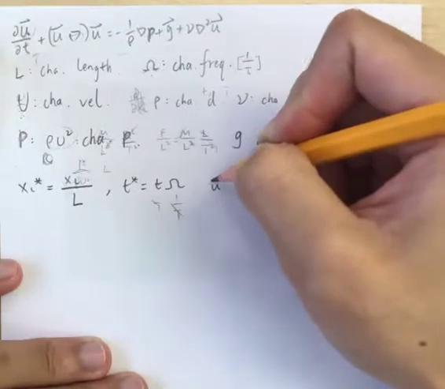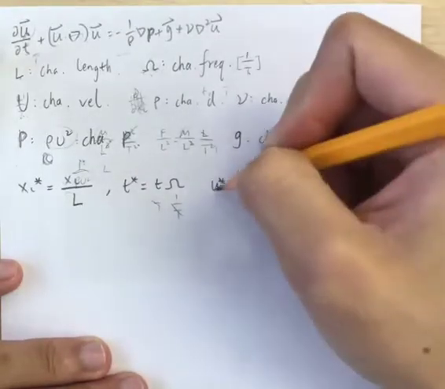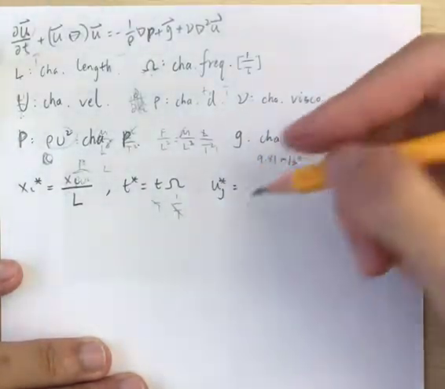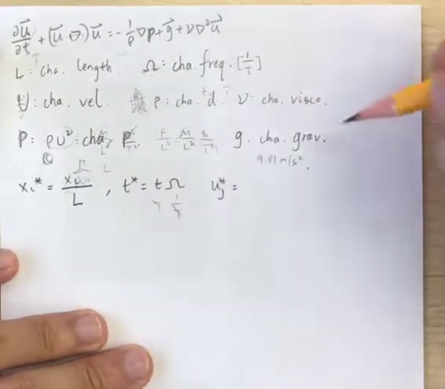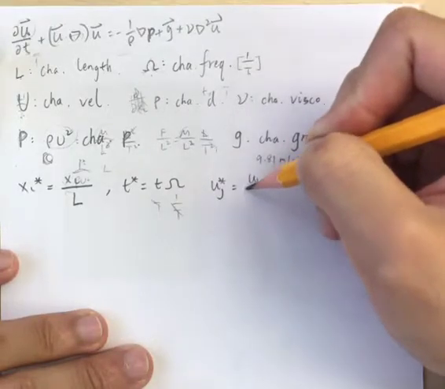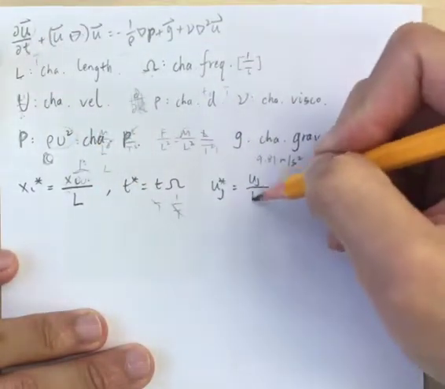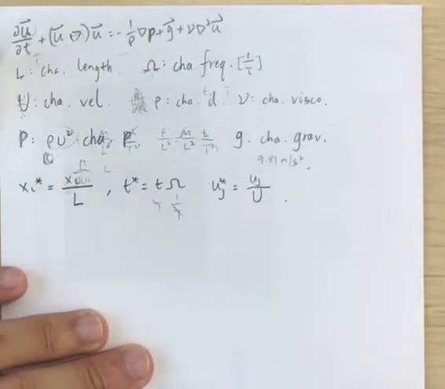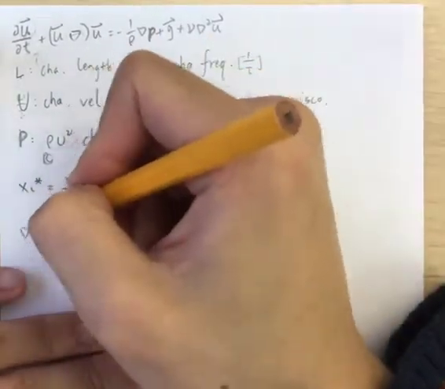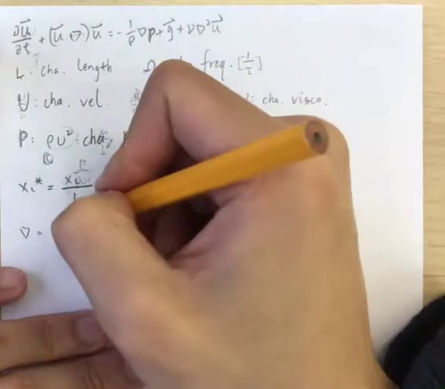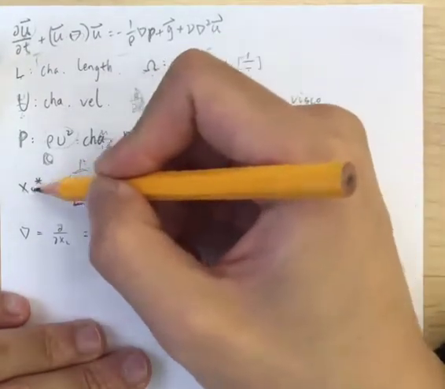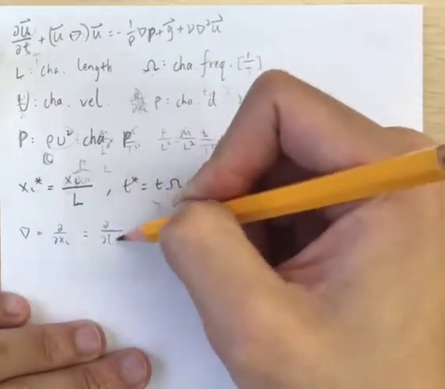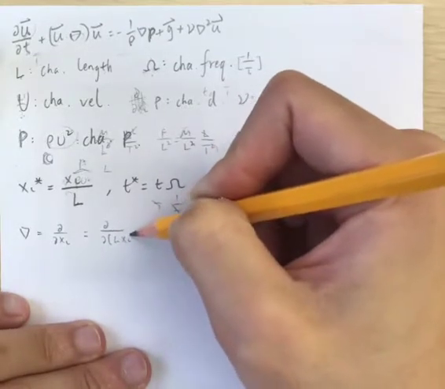U is very simple. Uj represents the velocity component in the j direction, and this is just Uj itself divided by the characteristic velocity. Nabla is d over dxi, right? So xi, we know what it is. Xi is L times xi star.